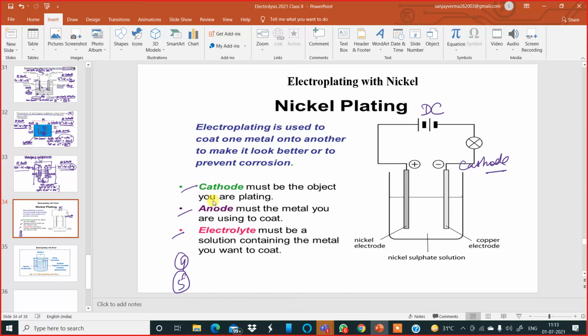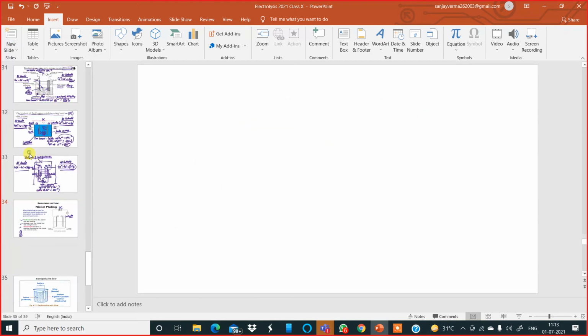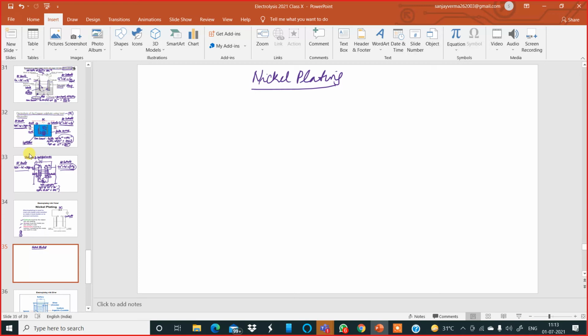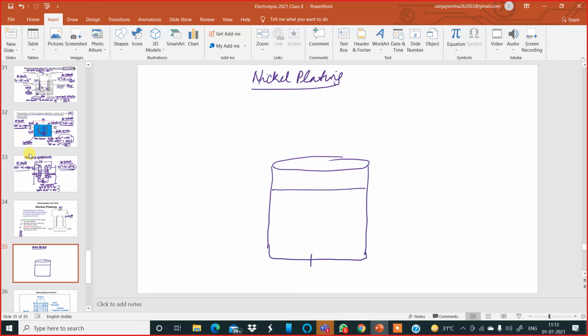Now we will go to the first example of electroplating, which is called nickel plating. This nickel plating I will explain with the help of a diagram, which I will draw just now. Now have a look. Nickel plating. For the diagram, we take a container as usual, an empty container, and fill it with a solution which is nickel sulfate solution.